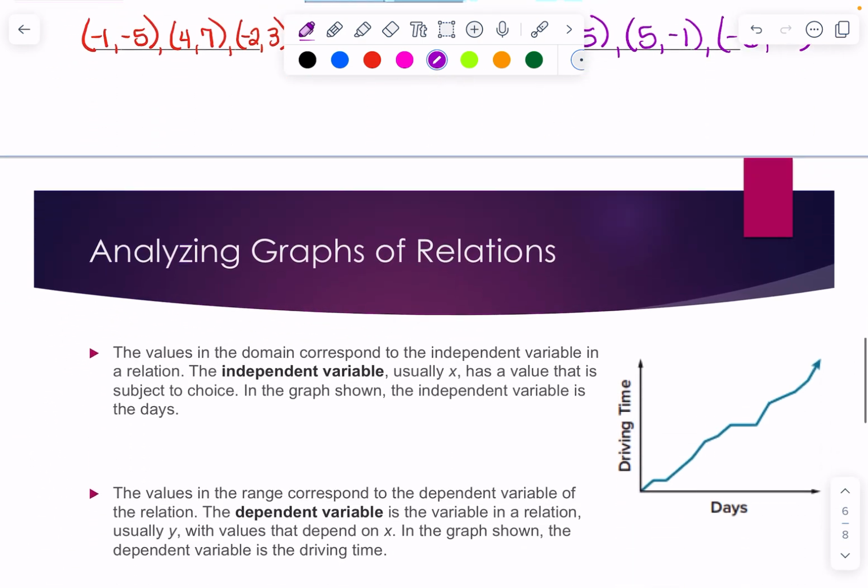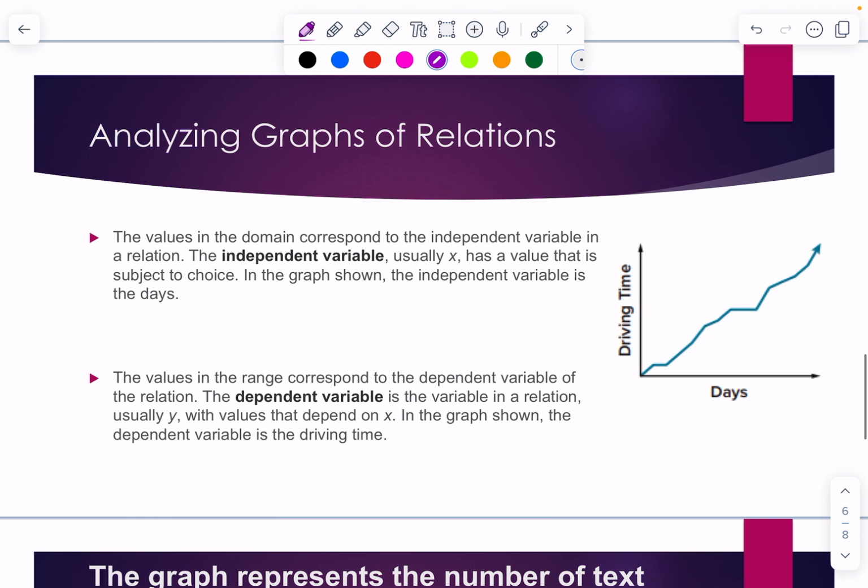Okay. Now, we also can talk about analyzing graphs here. The values in the domain correspond to the independent variable in a relation. The independent variable, usually x, has a value that is subject to choice. In other words, you get to choose what your independent variable is doing. So, for example, I might want to know what's happening on day 12. So that would be a number I would plug in for the independent.